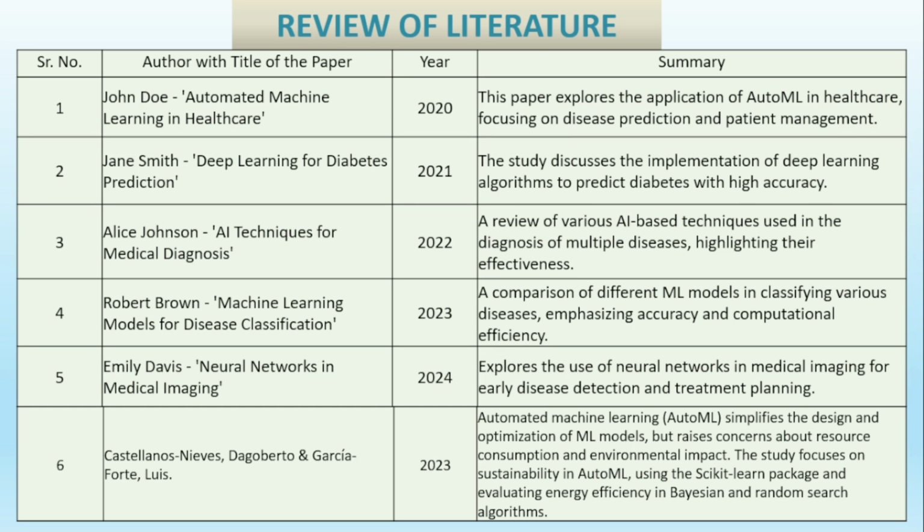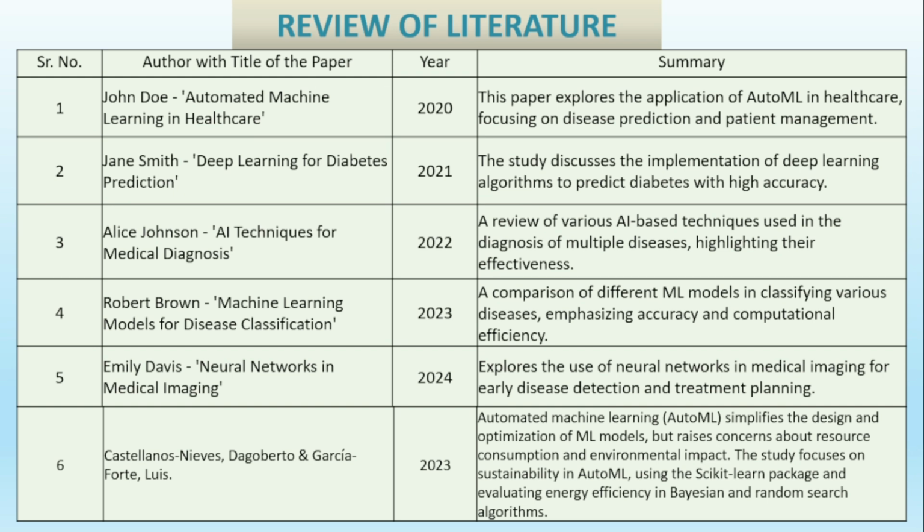Now, 2023 paper, Robert Brown, machine learning models for disease classification. I have also included it in the list of my best studied papers. The three papers I discussed in the previous slide are also included in this. Now 2024, neural networks in medical imaging. Neural networks are a deep learning technique. Now they explore the use of neural networks in medical imaging for early disease detection and treatment planning.